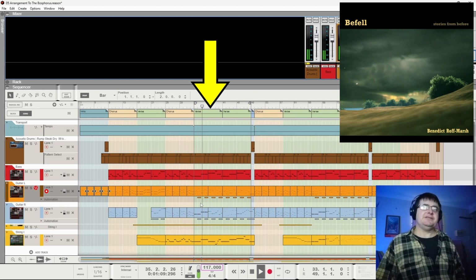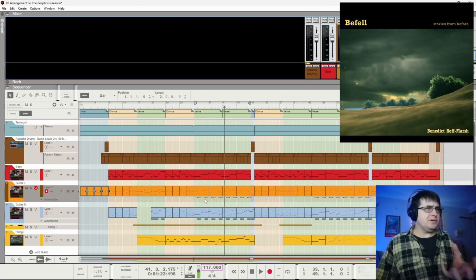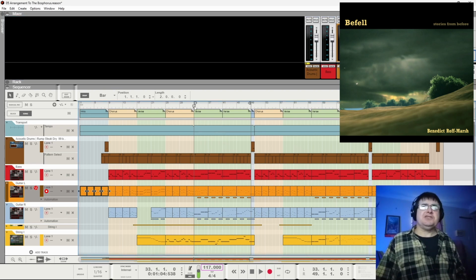Back to the verse. But it's a bit different again now. So your verses don't always want to be the same. This is a danger of using the block or pattern approach. You say, okay, well, that's the perfect verse, and it'll just stay there. No, you want it to move. You want it to change.